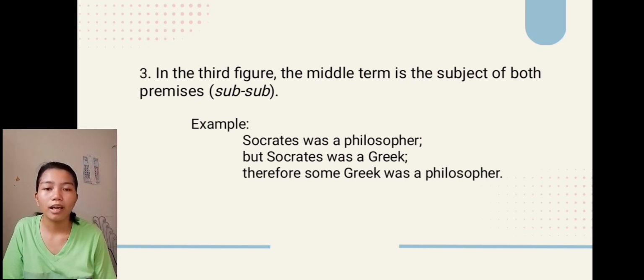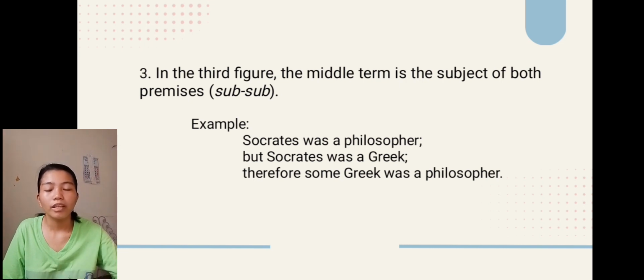And as we compared it to the rules of third figure, the minor premise must be affirmative. So minor premise, Socrates was a Greek. It is a universal affirmative. So it is valid in the first rule of third figure. And the second, the conclusion must be particular. So some Greek was a philosopher, some is a particular, so it is valid in the rules of third figure.